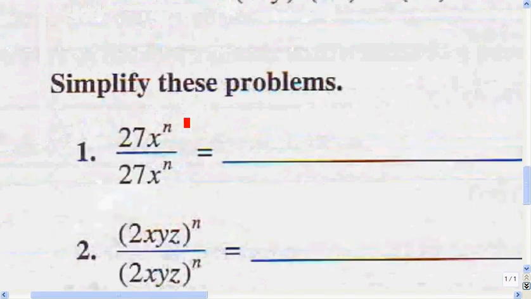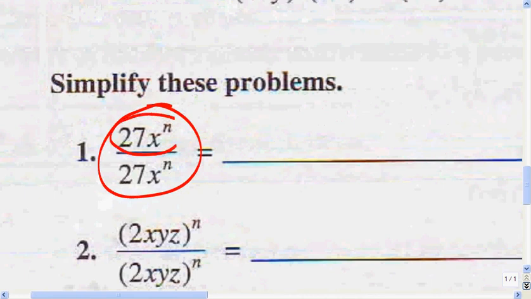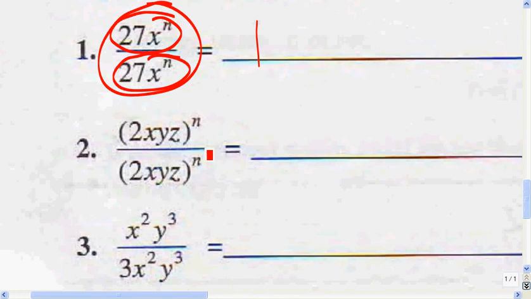Okay, well, what are we doing here? Whenever you have the same thing in the numerator as you do in the denominator, if it's the exact same thing, your answer is 1. Here we have the exact same thing again, so we know our answer is 1.